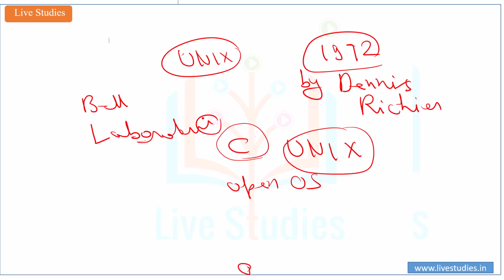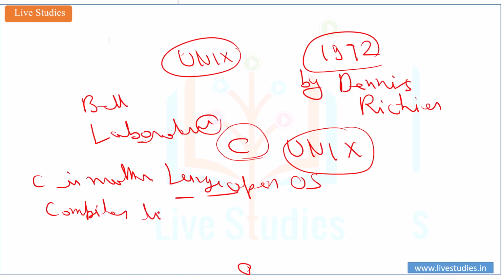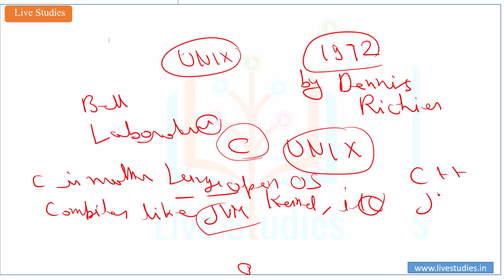And also, C is the mother language. C is considered the mother language of all the modern programming languages, because most of the compilers, like JVM, the Java Virtual Machine, and kernels are written in the C language, and most programming languages follow C syntax. For example, C++, Java, and C also.